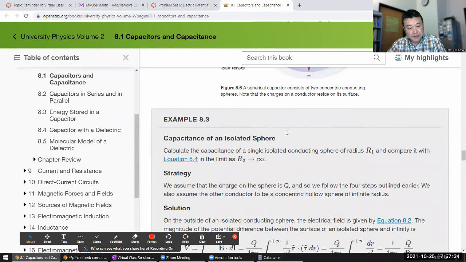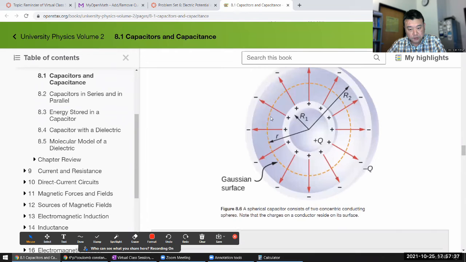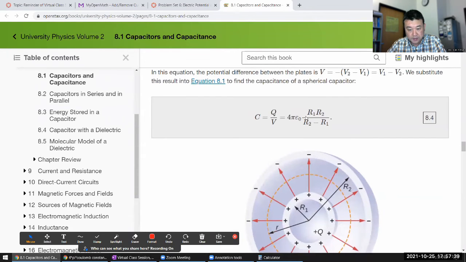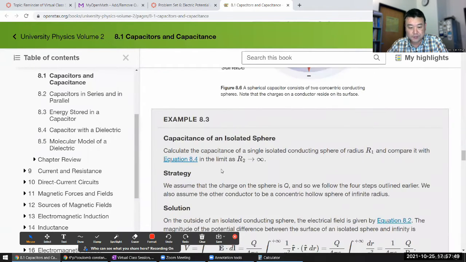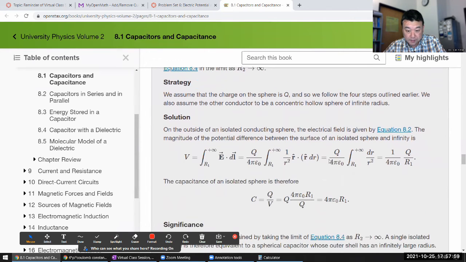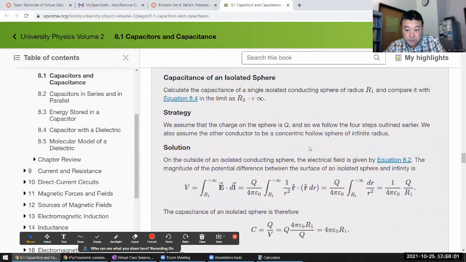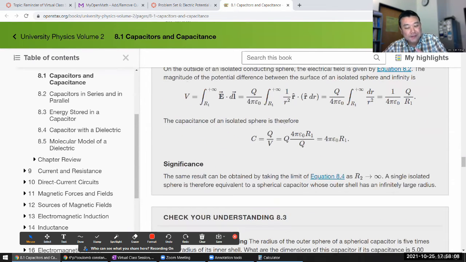The way they are doing it is they're taking the capacitance that's derived for this setting here in 8.4, and then they are taking the limit as this radius R2 goes to infinity. So in the limit R2 goes to infinity, so that outer shell is infinitely large, then you get this answer. Taking the limit of, oh wait, they say compare it with. I just did that to get the capacitance, but you get the same result.